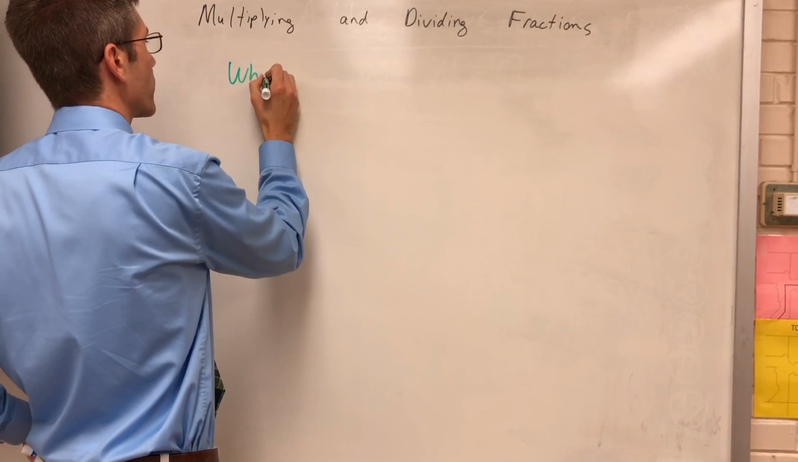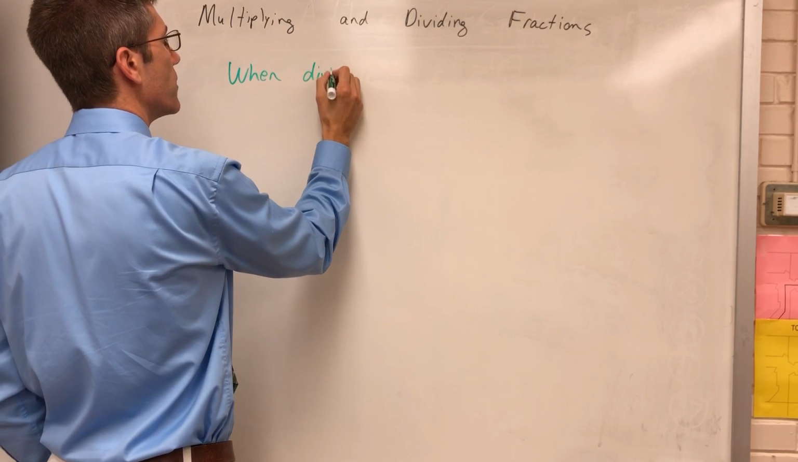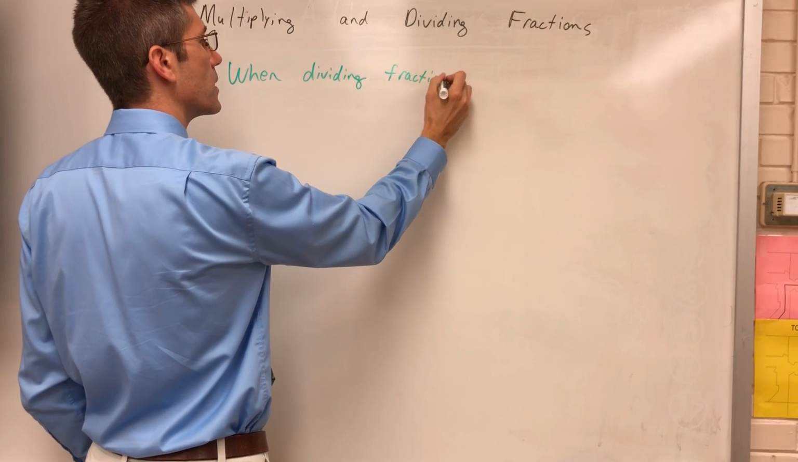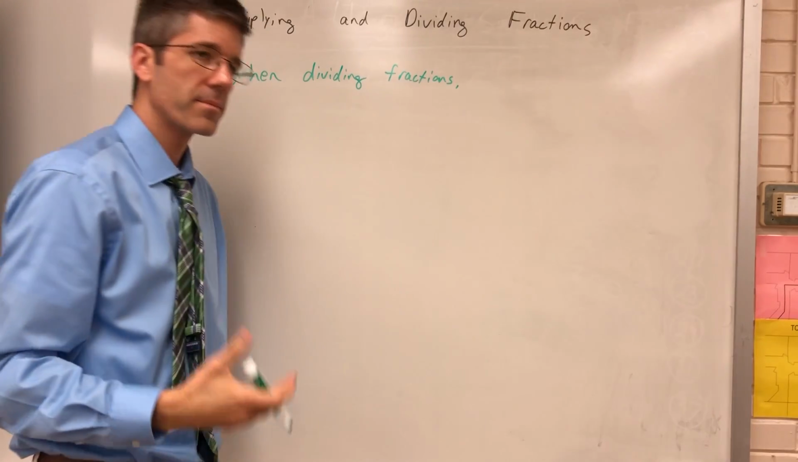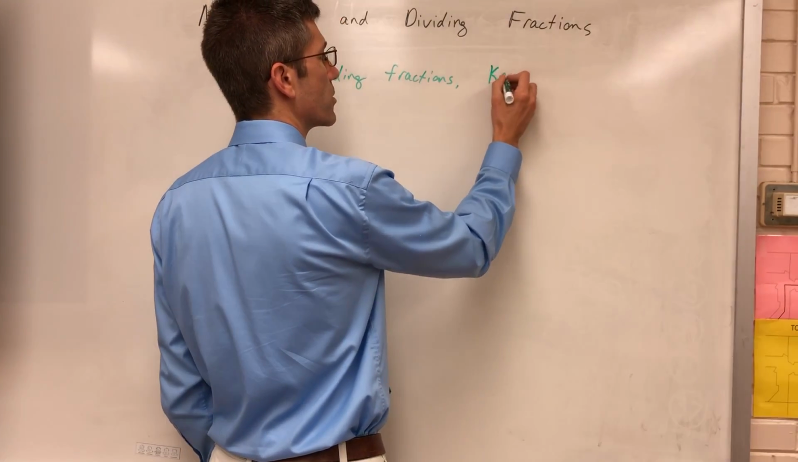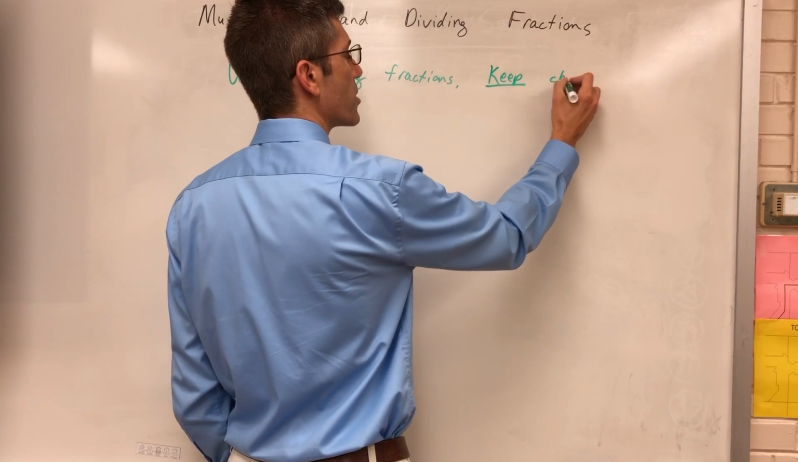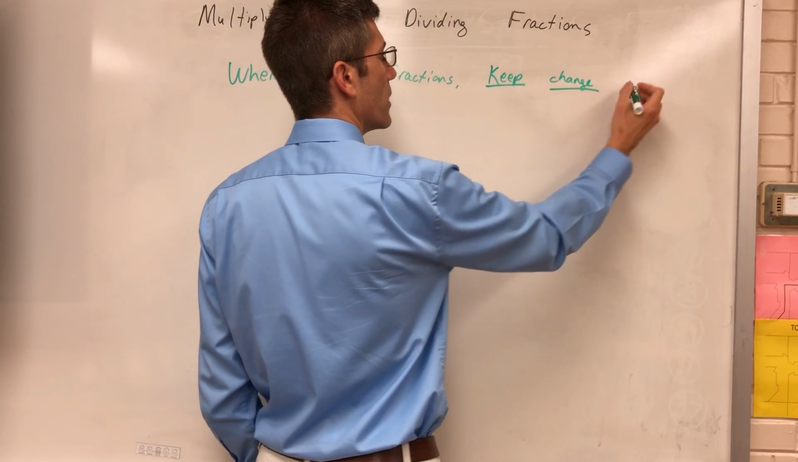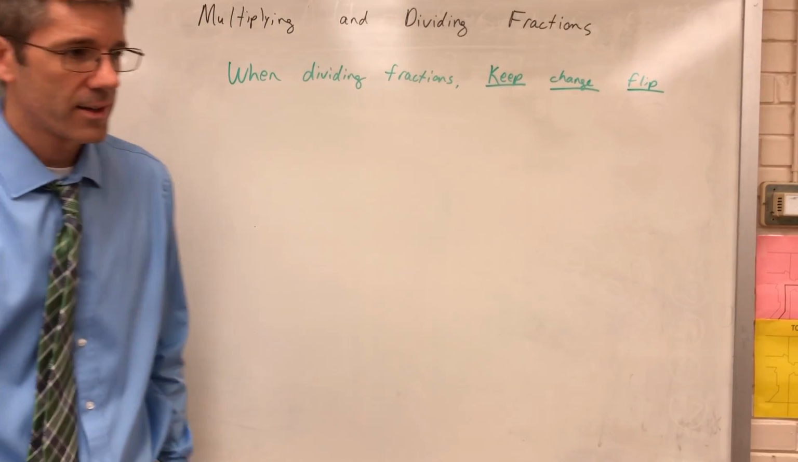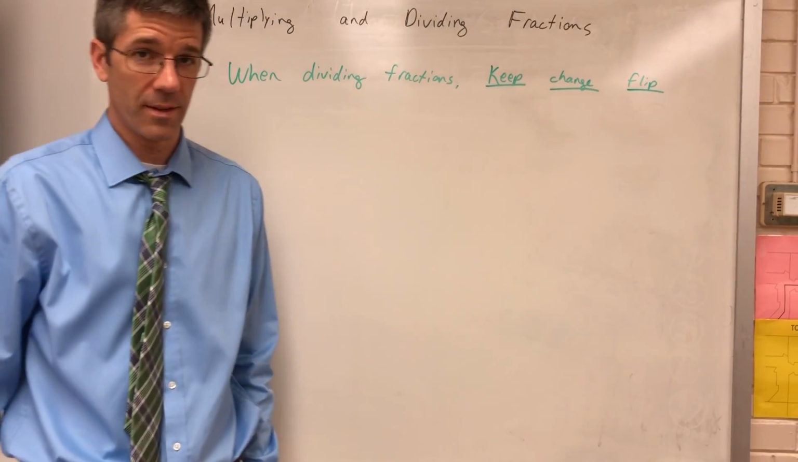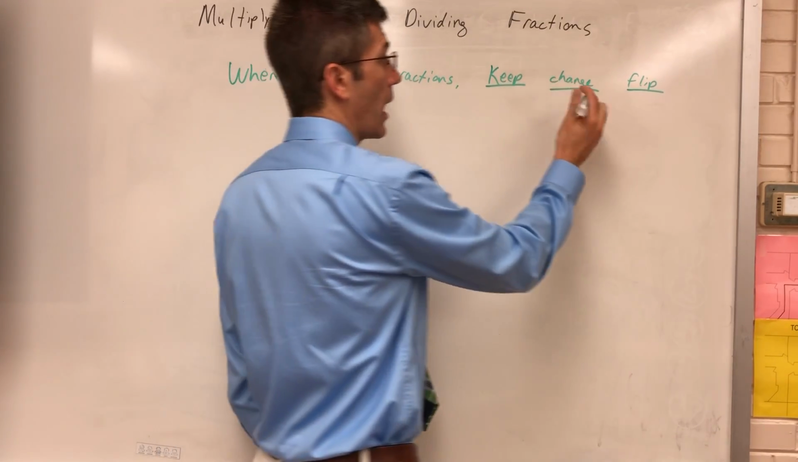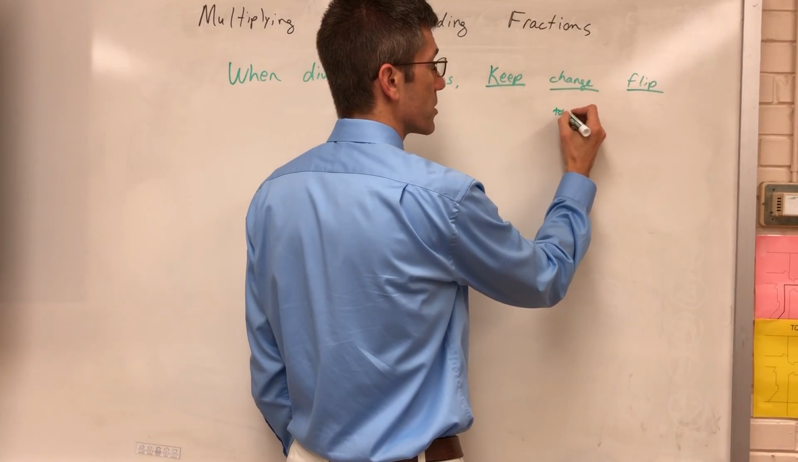So when dividing fractions, and this is a process I've gained from other teachers, you do 3 things. You keep, you change, you flip. Okay, now I'm using some very unofficial math terms. They're not math terms. So I will keep this the same. I'm going to change to multiplication.